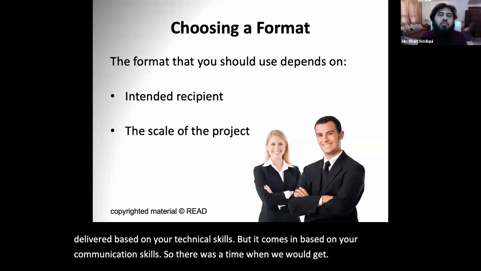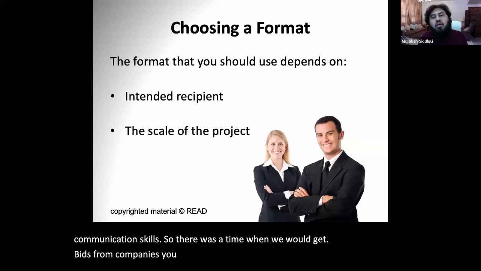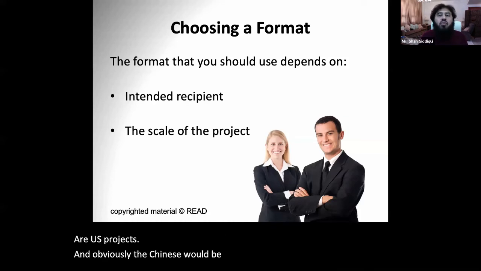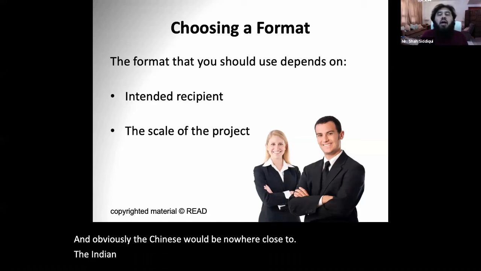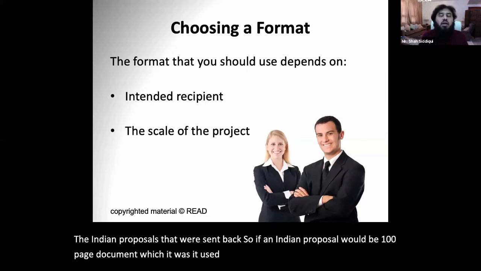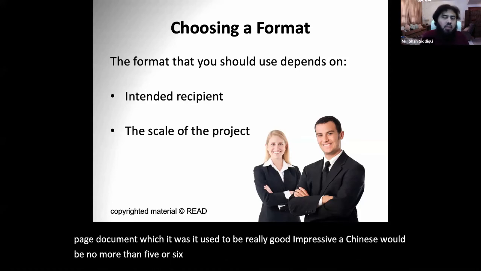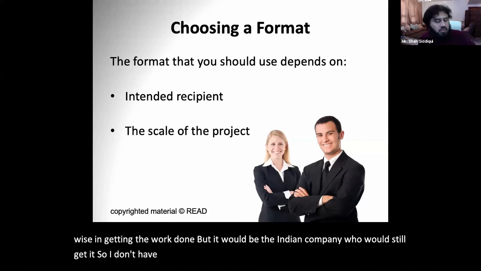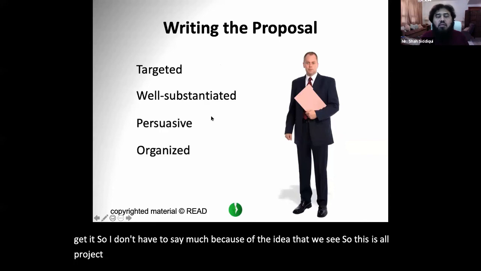So there was a time when we would get bids from companies in India and from China for US projects. And obviously the Chinese would be nowhere close to the Indian proposals that were sent back. If an Indian proposal would be a 100-page document, which used to be really good and impressive, a Chinese one would be no more than 5 or 6 pages. Although they were probably better off cost-wise in getting the work done, it would be the Indian company who would still get it. So I don't have to say much because of the IT hubs that we see. So this is all project writing, communication, and your ability to deliver based on your English speaking skills.